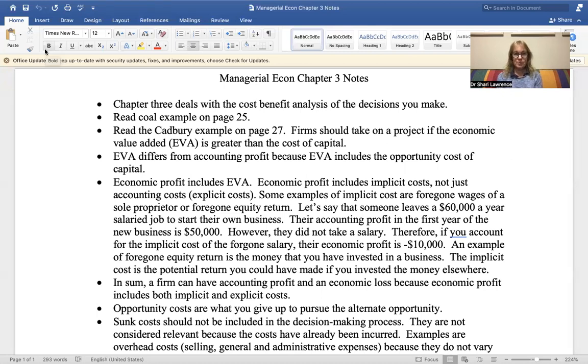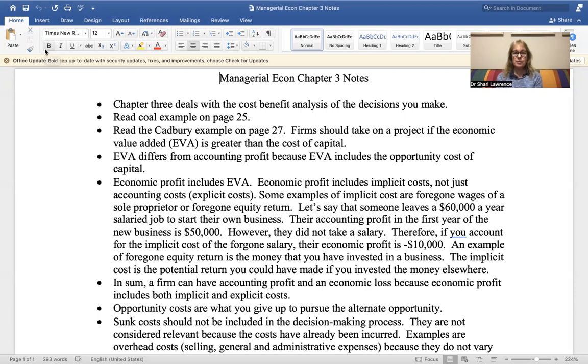All right, so in this chapter I'm going to be pointing you in the right direction of what specific sections I want to make sure you read in the chapter. And then I'm going to be going over the main points of this chapter. So basically what Chapter 3 is dealing with is cost benefit analysis.